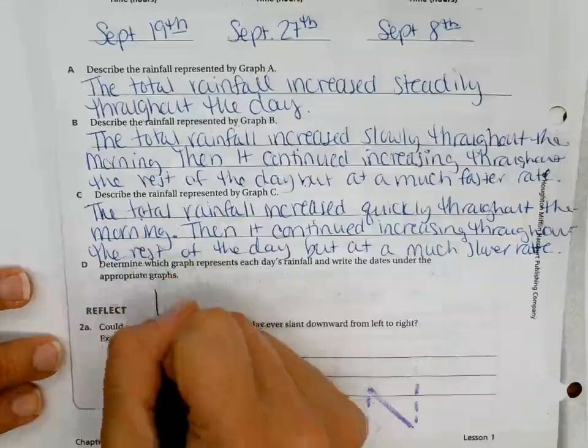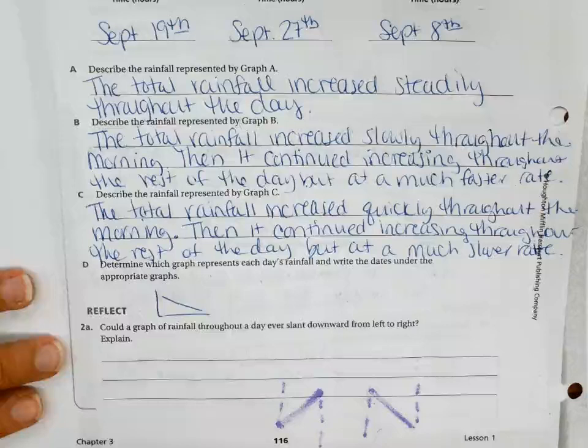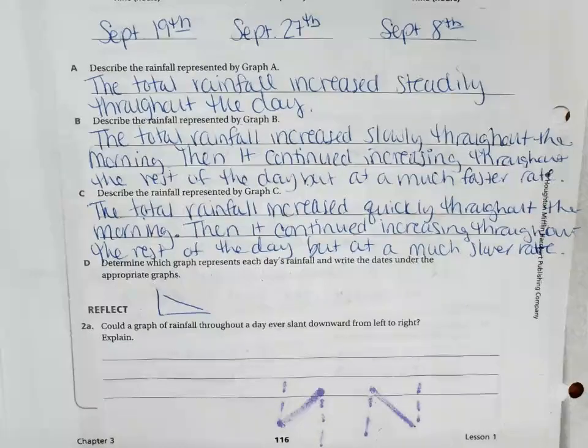We're saying the rainfall going downwards. How would that make sense? We can't start with a ton of rainfall and then decrease in the number of inches, right? Because as the rain is falling, your inches are going up. How many inches has it rained? It's not going to be raining 20 inches and then going down.